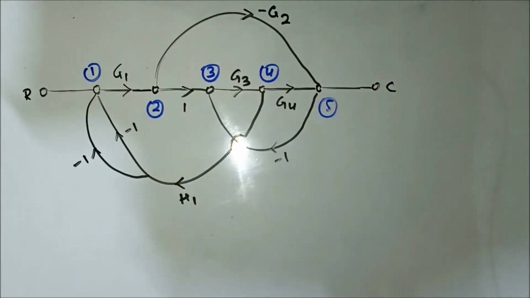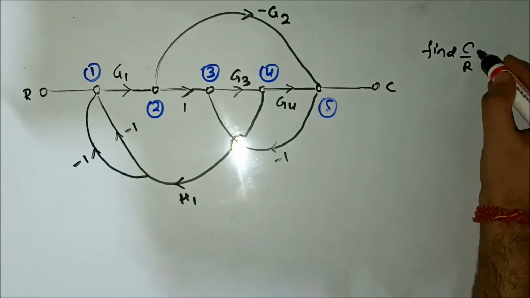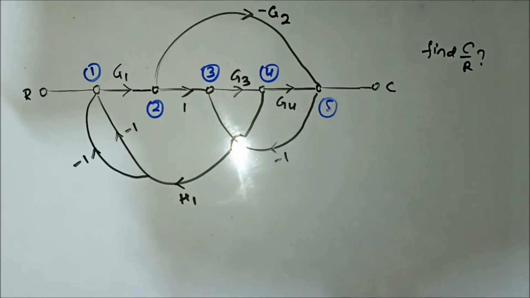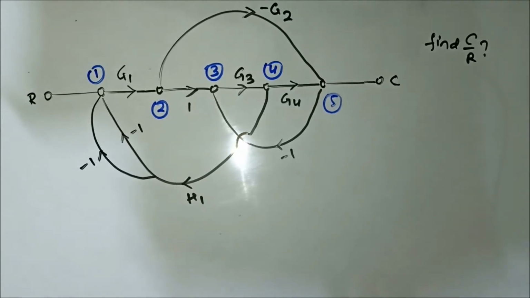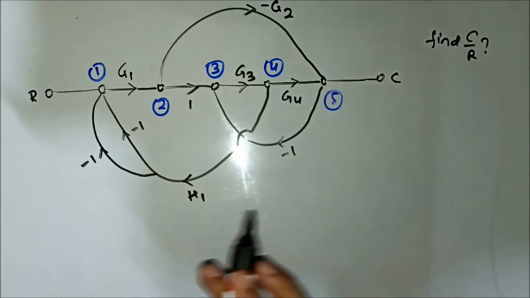Hello friends, so this is another question on signal flow graphs where we have to find out the transfer function using Mason's gain formula. In order to go with the Mason's gain formula approach, we have to find out some parameters associated to forward path gains, loop gains, path factors, and then we will proceed.